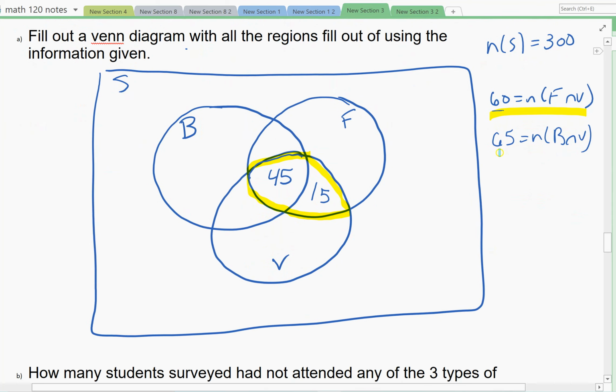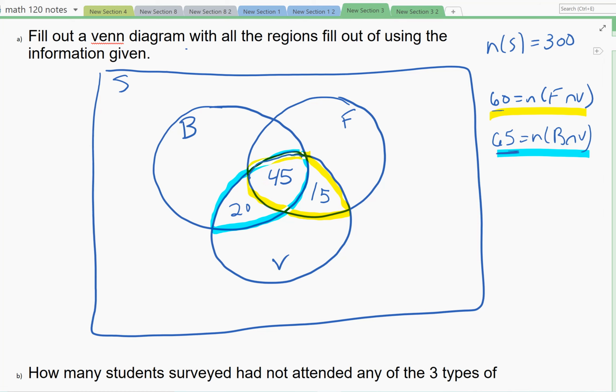Basketball and volleyball would be the basketball and volleyball circle, which would be this wedge, right? That's everybody who went to a basketball and a volleyball game. Again, we've already counted 45. 45 of those 65 have already been counted that also went to a football game. We want to figure out how many of the 65 only went to basketball and volleyball, not to football. So I have to take this 65 and subtract away the 45 that have already been counted in the middle. And so when I take 65 minus 45, that leaves me with 20 who only went to a basketball and a volleyball game.